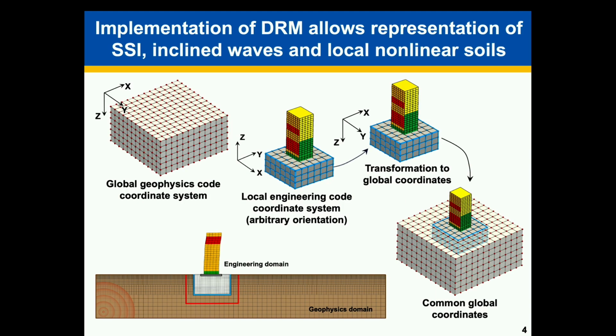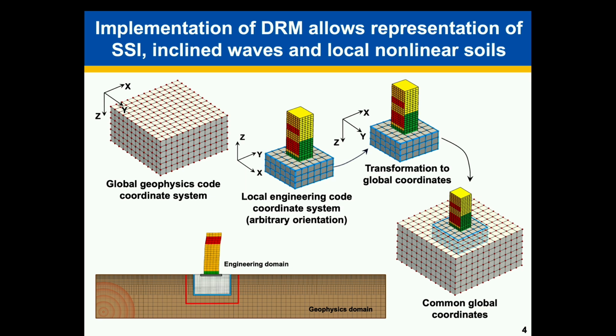Important to the engineering community, I think, is that we developed a very robust implementation of the domain reduction method. So we could really allow the geophysics code and the local engineering codes to communicate in a very rigorous way. The domain reduction method, developed by Bielak, allows you to honor and represent the complexity of the inclined waves that are coming into your site, both in terms of inclined body waves and surface waves. That was a really important development.